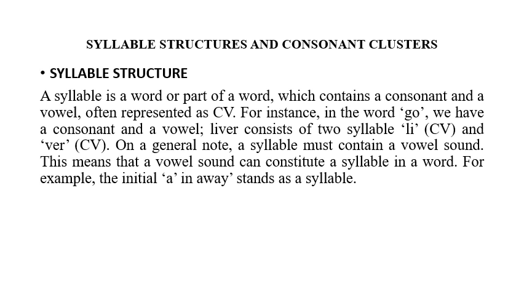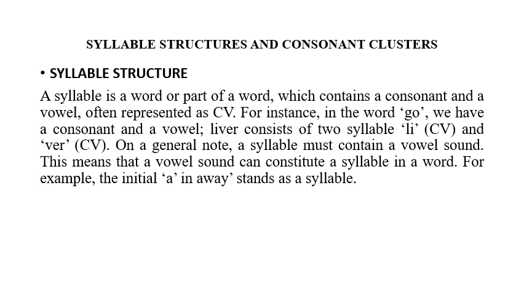Now syllable structures and consonant clusters. What is a syllable structure, or what is a syllable first? A syllable is a word or part of a word which contains a consonant and a vowel, often represented as CV, C as consonant, V as vowel. For instance, in the word go, G-O, we have a consonant and a vowel. Liver consists of two syllables, li and va. Li, CV, va, CV.